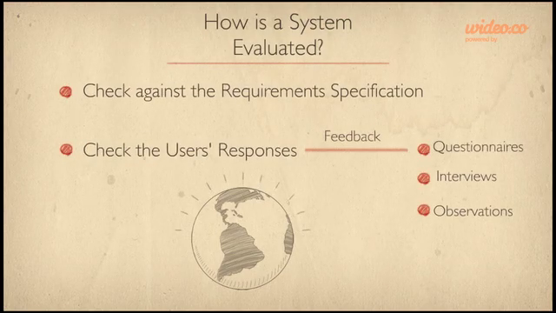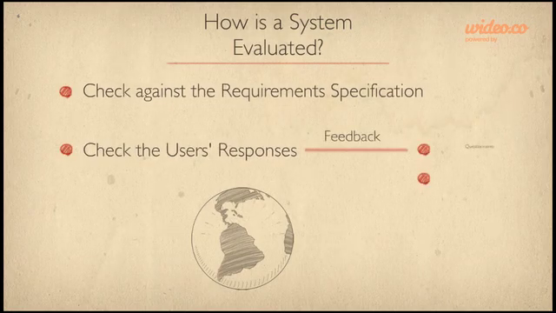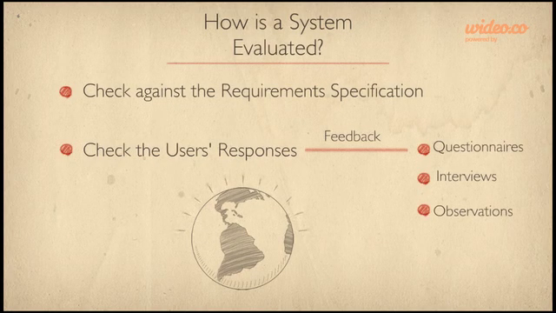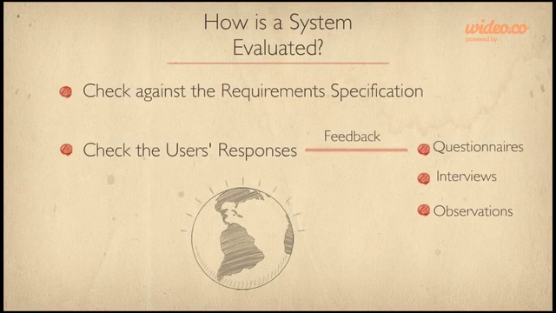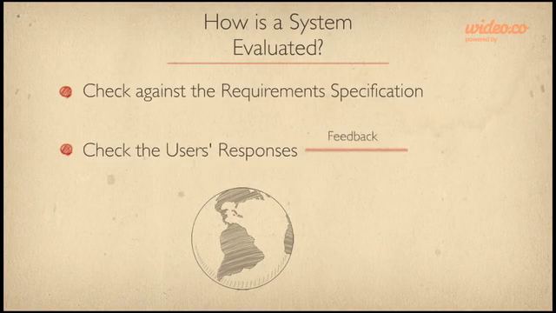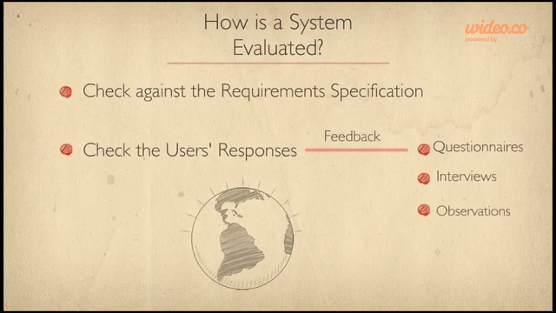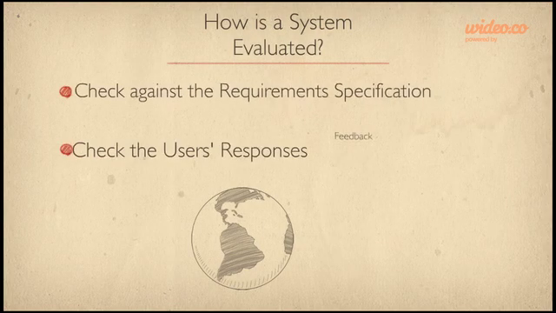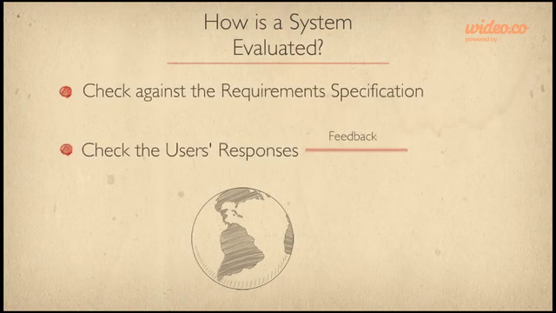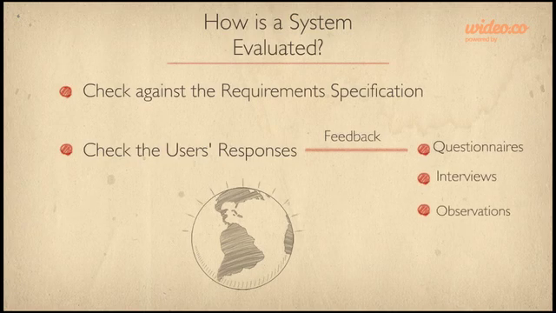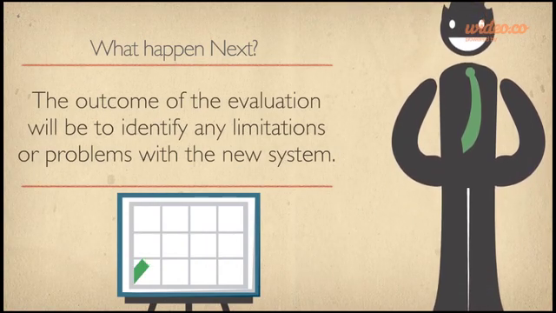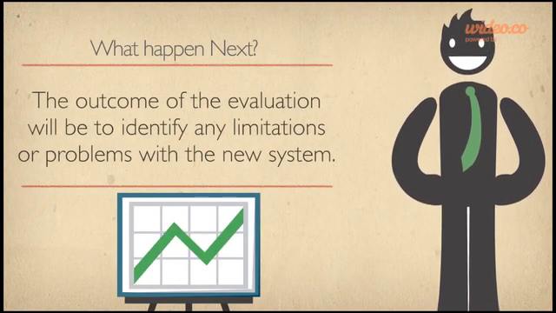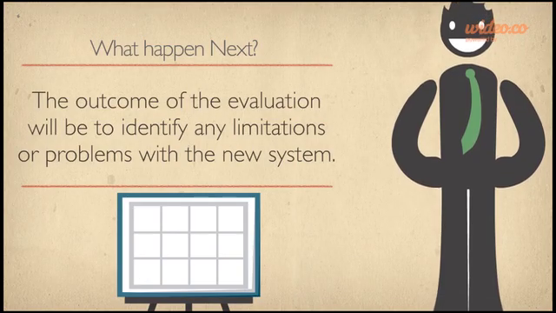After the system analyst checks that the system has met all the requirements, the analyst lets the employees try the new system and asks for their feedback by using questionnaires, interviews, and observation. What happens next? The outcome of the evaluation will be to identify any limitation or problem with the new system.